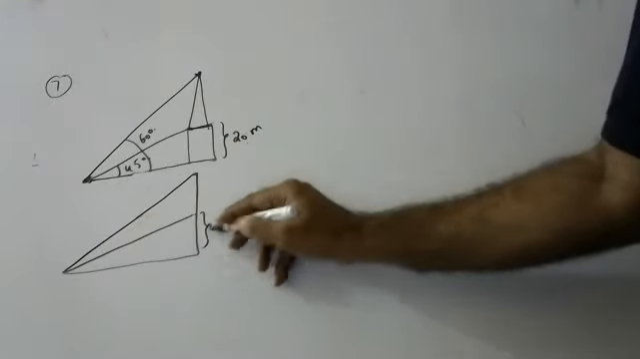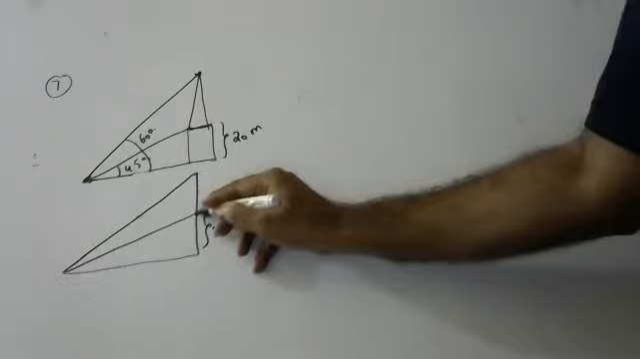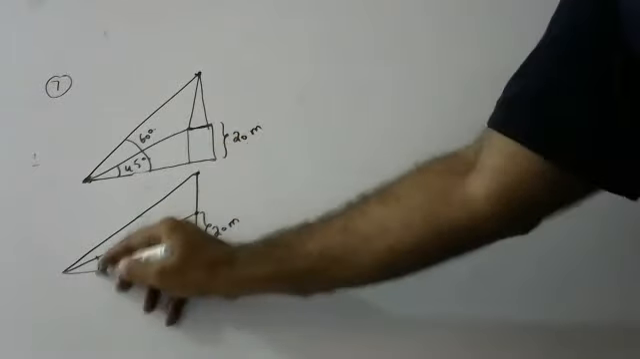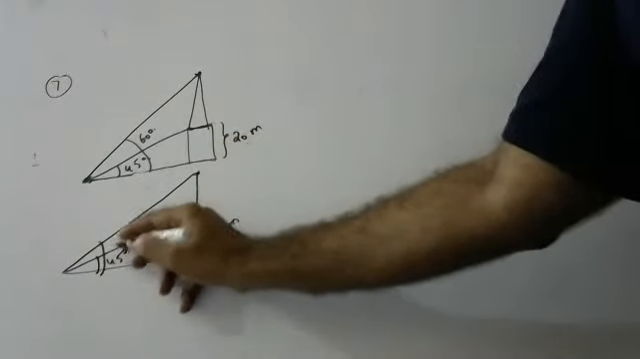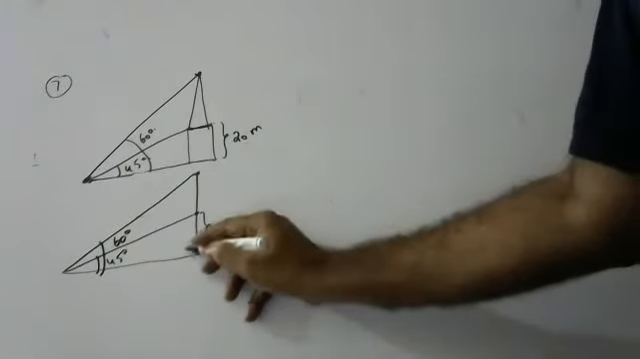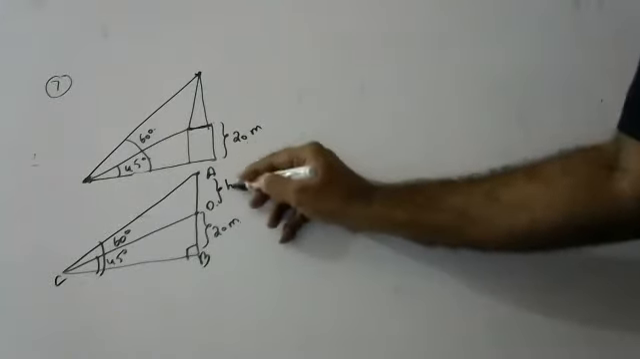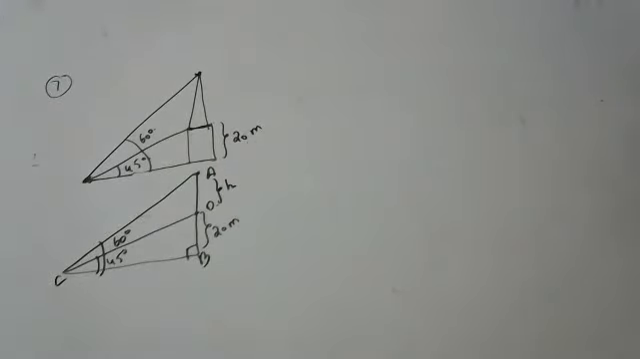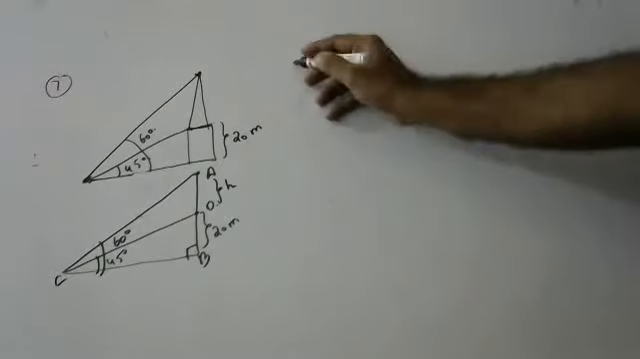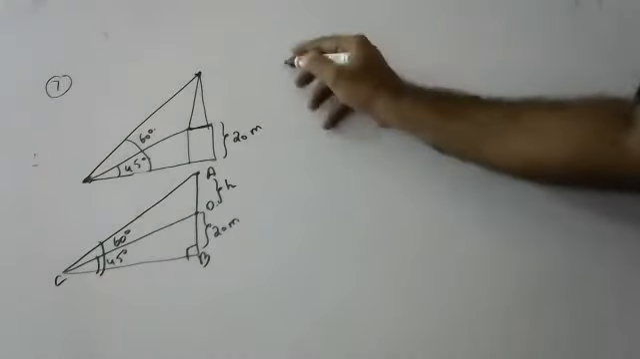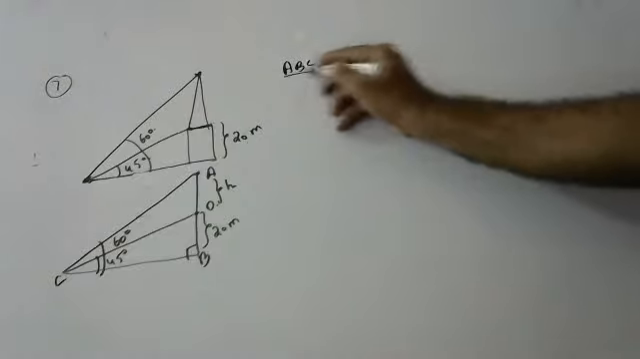This is the building, 20 meter. This is the base of the transmission tower. This is the top of the transmission tower. This is 45 degrees. This is 60 degrees, and this is 90. A, B, C, D. The question is, what is the height of the transmission tower? That's all. Again, children, there are two triangles in this. One is A, B, C, the big triangle, and another one is D, B, C, the small triangle.